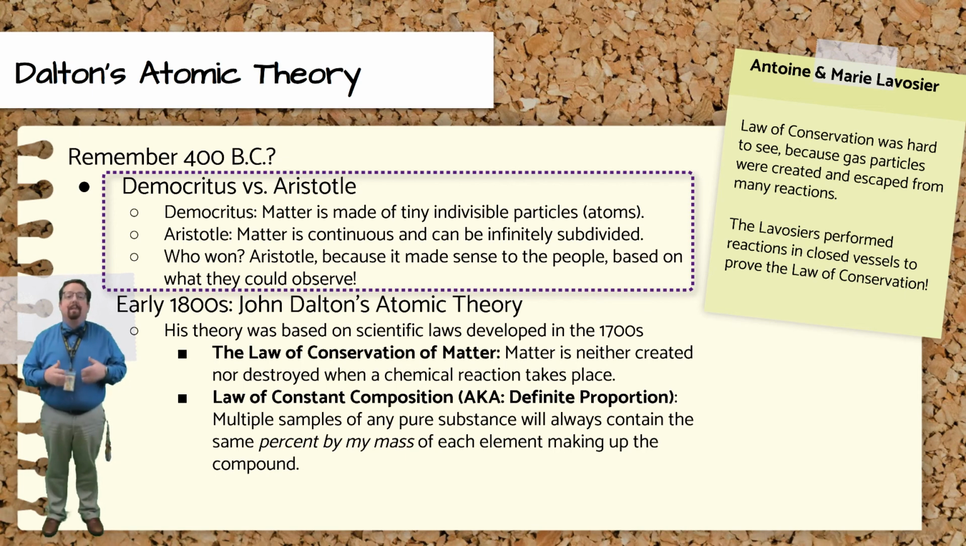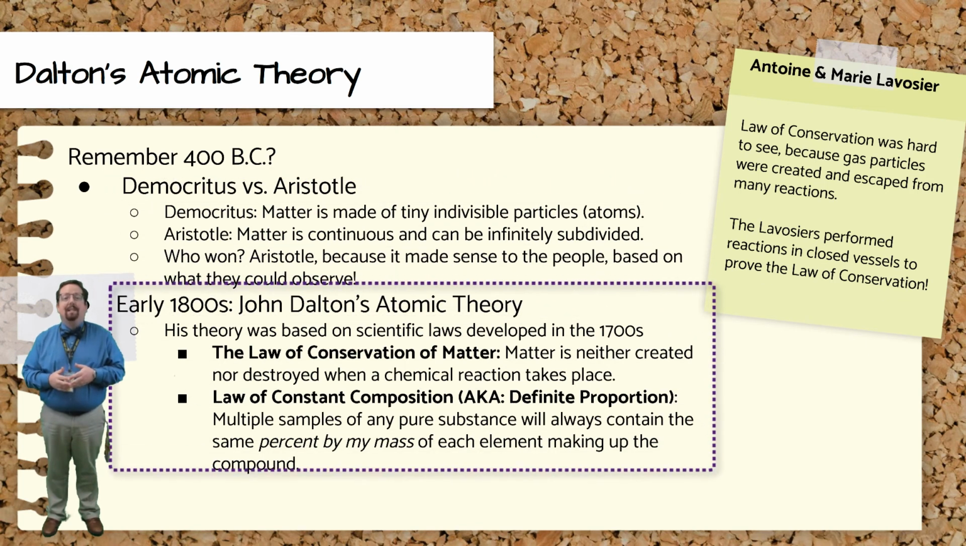Aristotle, based on observations he could actually make, believed that matter is continuous and could be divided up an infinite number of times. Since Aristotle's theory was based on observations that people could actually make, and Democritus couldn't cut matter down to a single atom, Aristotle's theory was the one that people supported. It wasn't until 2,000 years later that a guy by the name of John Dalton finally came up with a formal theory of the atom.